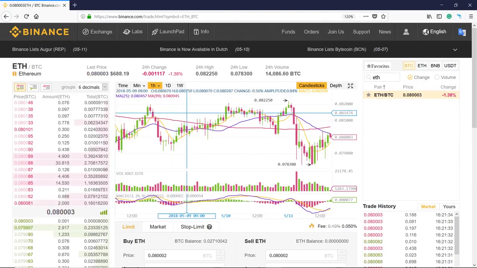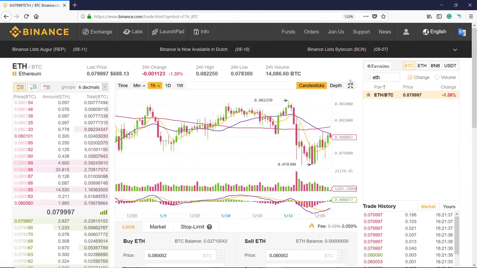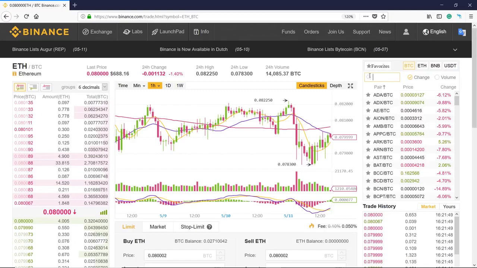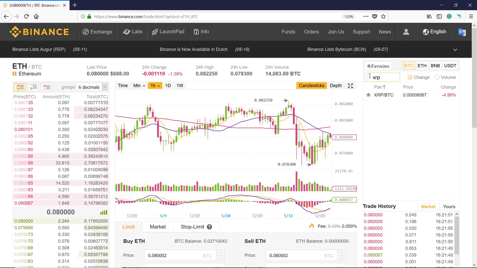Now, what if you don't know the name of the currency? Every currency has a name. For example, Ripple, right? What if you just write in Ripple here? Well, nothing happens. So you need to know the code for Ripple. In this case, it's XRP.